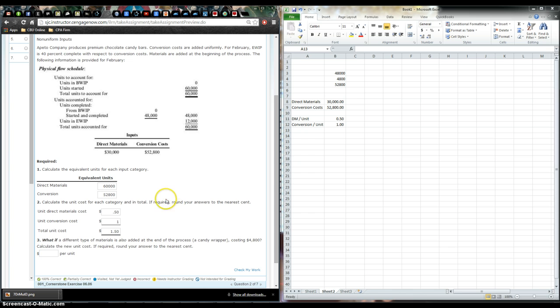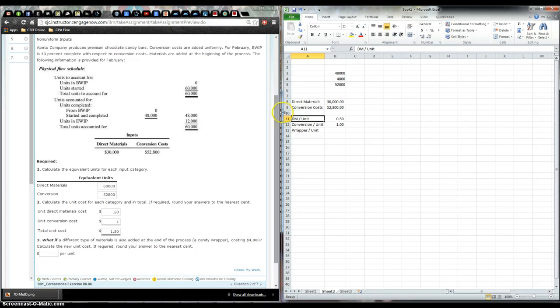Now the last part of the problem says, what if a different type of materials is also added at the end of the process, costing $4,800? Calculate the new unit cost. So this is like a new process, probably adding to direct materials, but we're going to add another per unit. So we're going to say wrapper per unit.